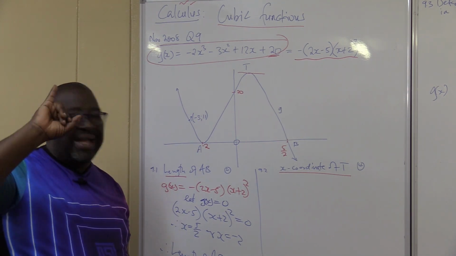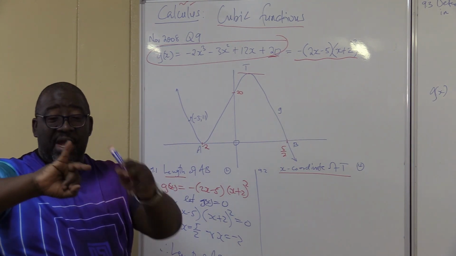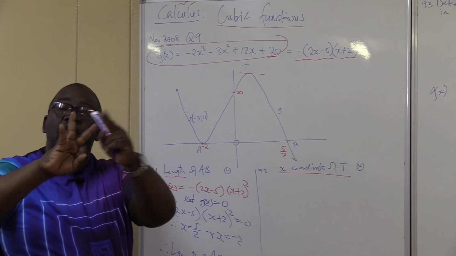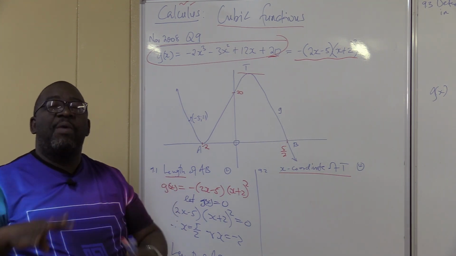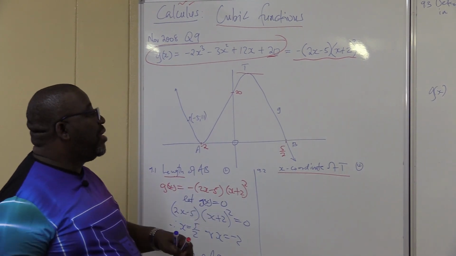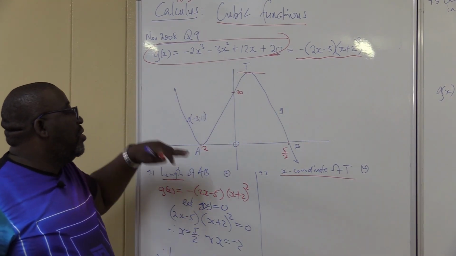I repeat: x-intercept, y-intercept. Remember, there might be x-intercepts, y-intercept, stationary points. I must know how to find stationary points. I must know how to find the x-intercept. Number 4 will be the point of inflection. Now this part is pushing me to think about number 3, which is the stationary points.